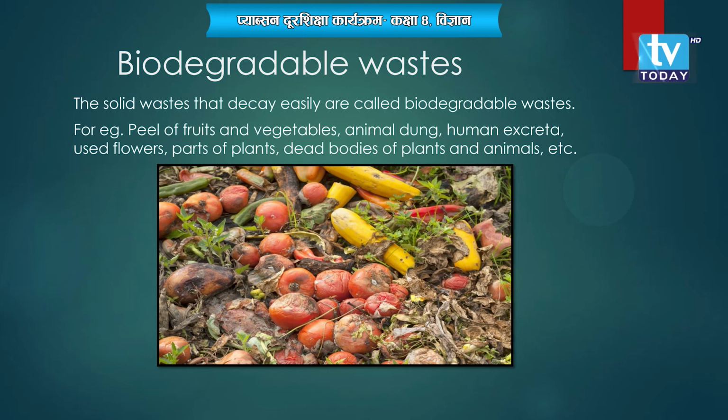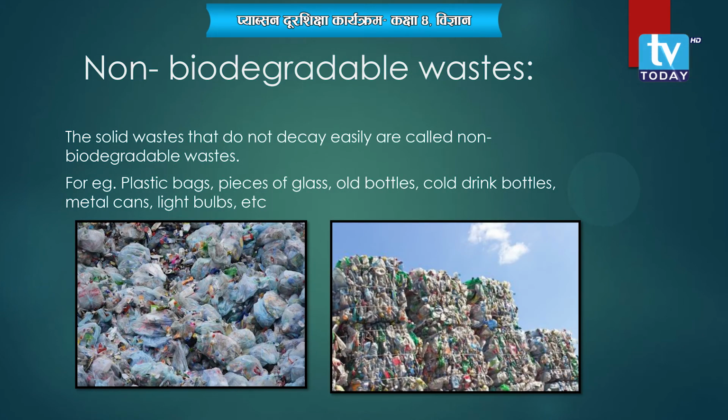The waste obtained from plants and animals can be decayed easily, and whenever they are left in soil on the land for some days, they decay and turn into compost manure, and they do not harm the environment as well, okay. Now, moving on to the next, non-biodegradable waste. The solid waste that does not decay easily is called non-biodegradable waste. For example, plastic bags, pieces of glass, metal cans, light bulbs, etc.